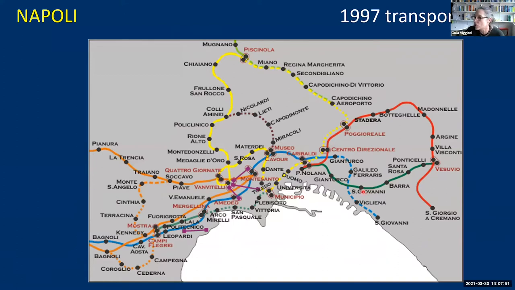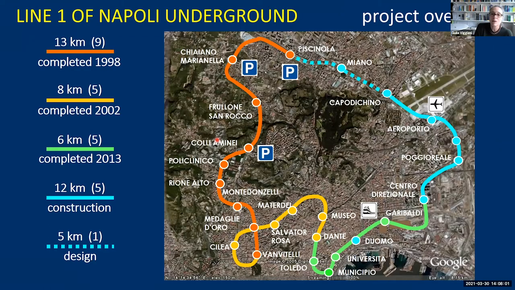And in this lecture, I will concentrate on line one of Napoli Underground, that is this very big yellow loop that I am going along with my mouse. Now, once completed, line one of Napoli Underground will form a closed ring, which is connecting the northern suburbs of the city here, the area of the hills down here, the historical center, the central railway station here at Garibaldi, the airport, for a total length of about 44 kilometers and 25 stations.